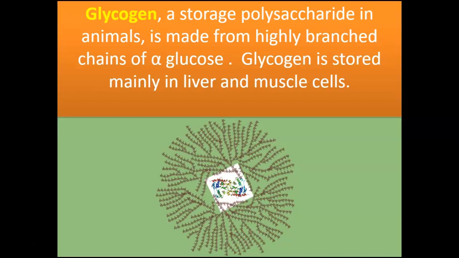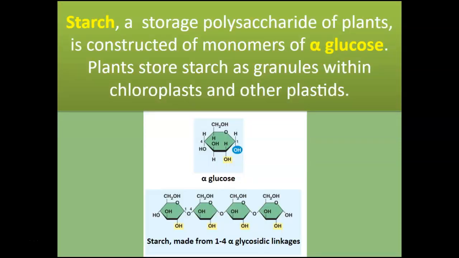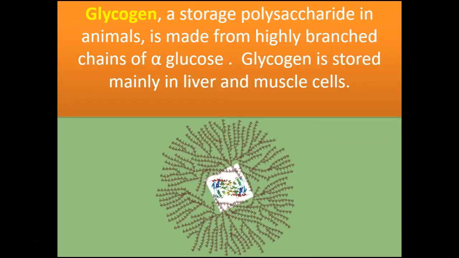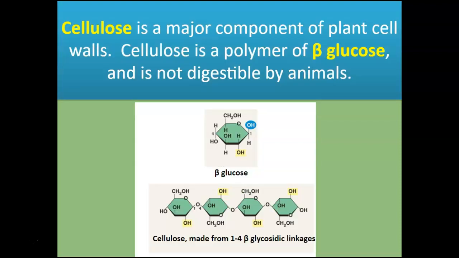Glycogen, a storage polysaccharide in animals, is made from highly branched chains of alpha glucose. Glycogen is stored mainly in the liver and muscle cells. Same monomers, very different polymers. Cellulose is a major component of plant cell walls, which is a polymer of beta-glucose and is not digestible by animals. So there is a difference, albeit slight, between glycogen and cellulose.